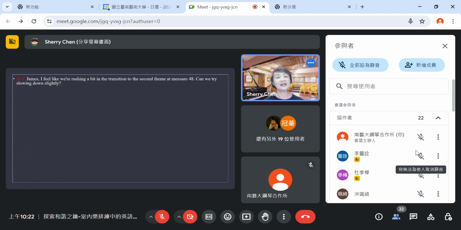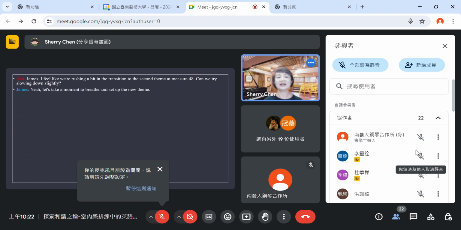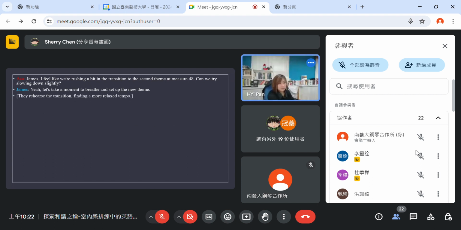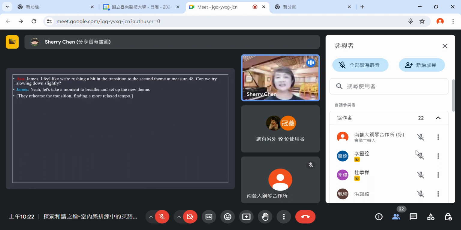So continue. James, I feel like we're rushing a bit in the transition to the second theme at measure 48. Can we try slowing down slightly? 所以他觉得他们越拉越快，或是越弹越快。Okay, so they're rushing a bit. James says, yeah, let's take a moment to breathe and set up the new theme. 呼吸非常非常的重要。Let's take a moment to breathe. They rehearse the transition, finding a more relaxed tempo.